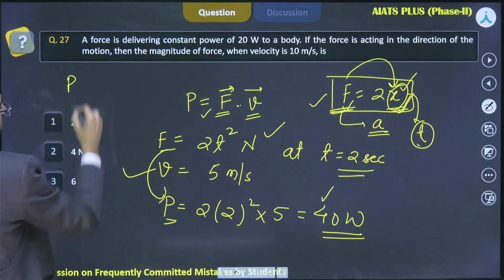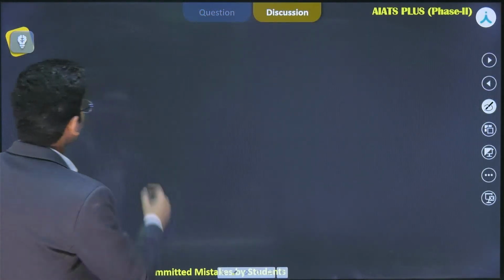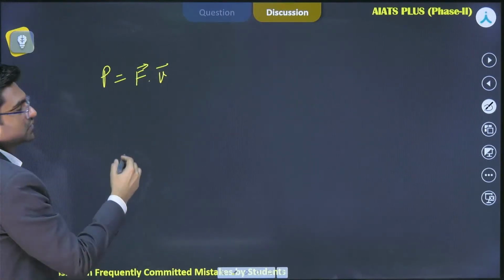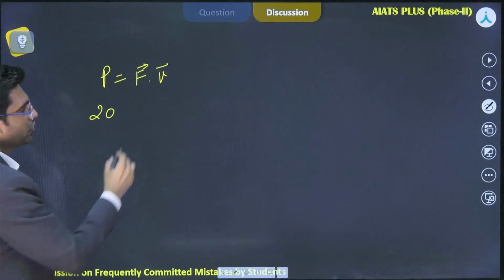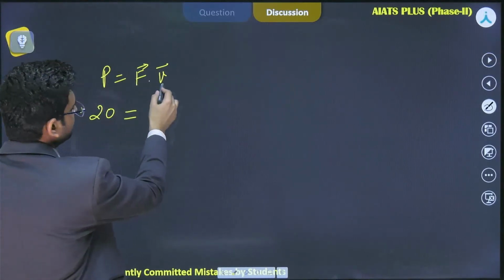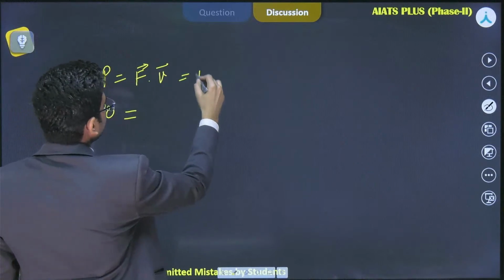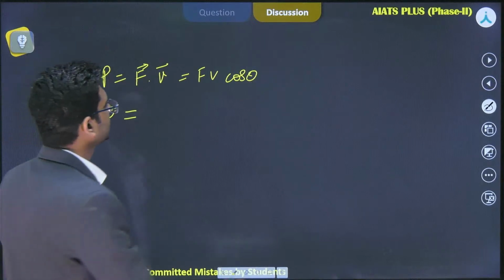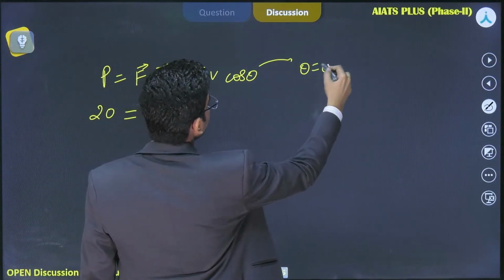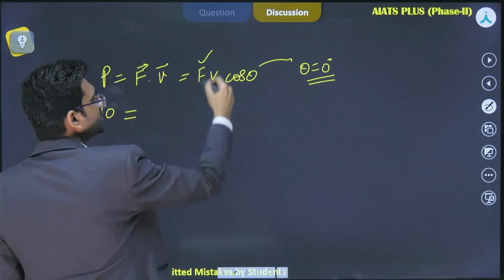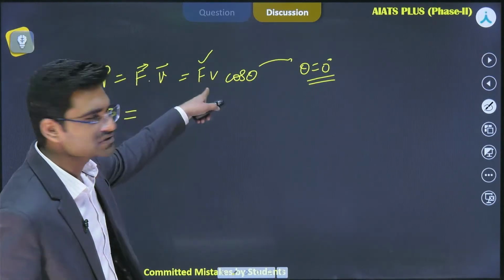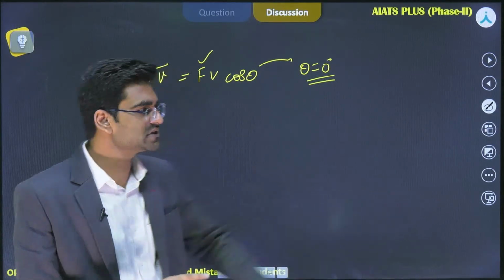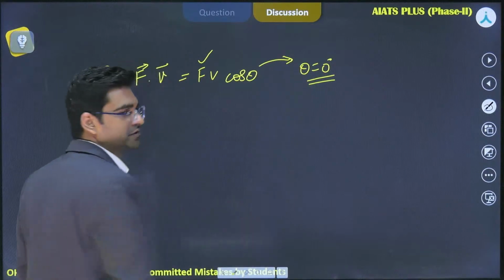So P is equal to F dot V. Instantaneous power is given as 20 watt, which is equal to force into velocity, and F dot V can be written as F V cos theta. Here theta will be 0 actually. Why? Because this is the only force which is acting on it and it is moving under the influence of this force. That's why the force will be in the direction of velocity, so the angle between them will be 0 degree.